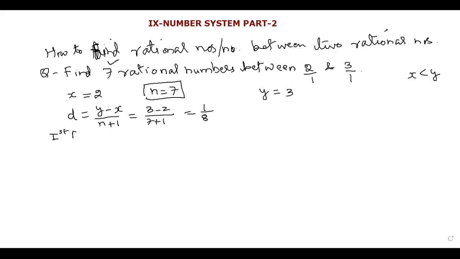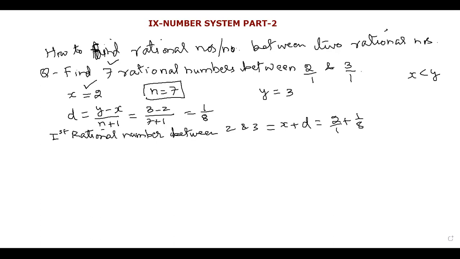So the first rational number between 2 and 3 is equal to x plus d. We will add this d to the value of x, which is 2. So 2 plus 1 by 8. You know that 8 twos are 16, plus 1, 17 upon 8. 17 upon 8 is the first rational number.